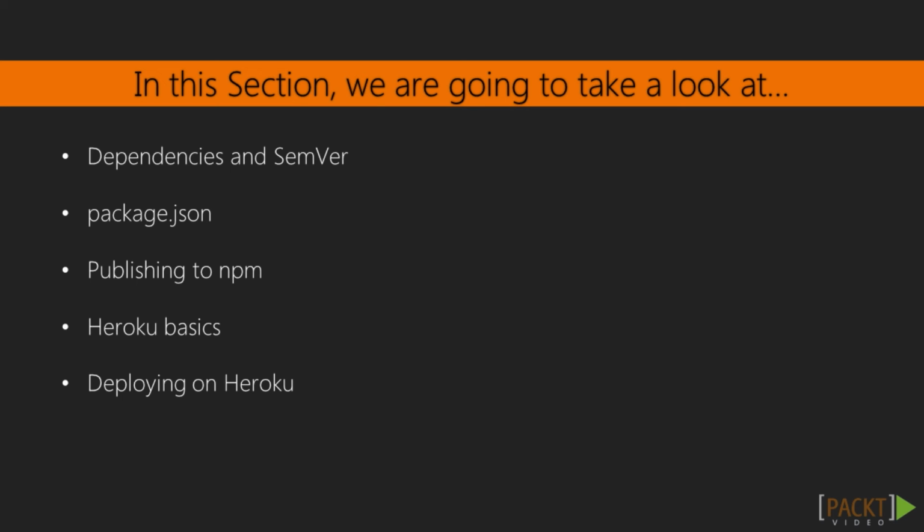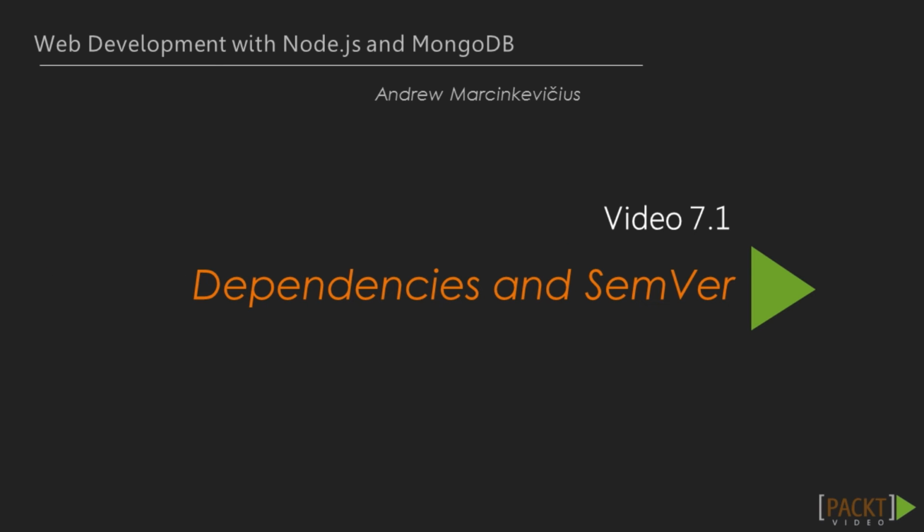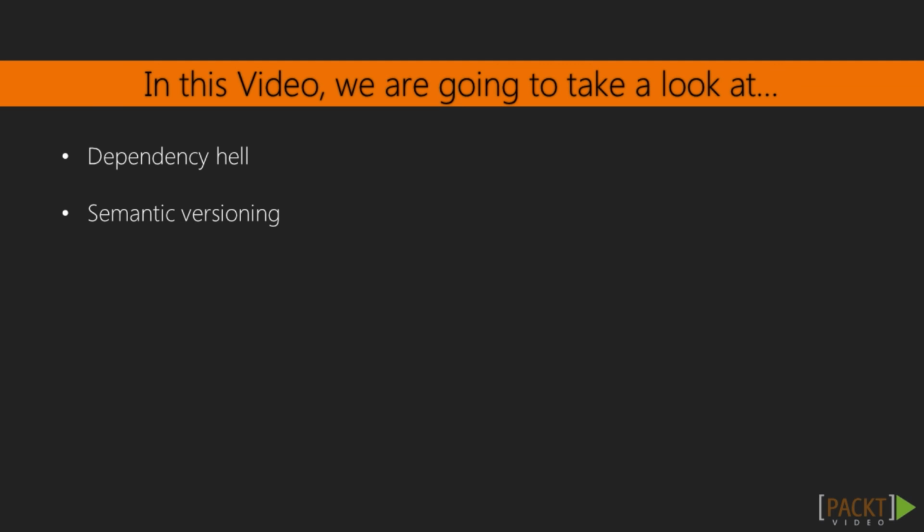We will learn what the package.json file is, how to create it, and what's inside it. Then, we will understand what npm is, how to prepare the package for publishing, and how to publish to npm. We will learn what platform as a service is, what Heroku is, and how it works. And last but not least, we will see how to install Heroku Toolbelt, how to deploy an application, and how to configure it. Now we move on to the first video of this section that deals with dependencies and semver.